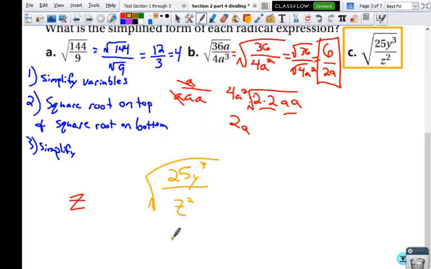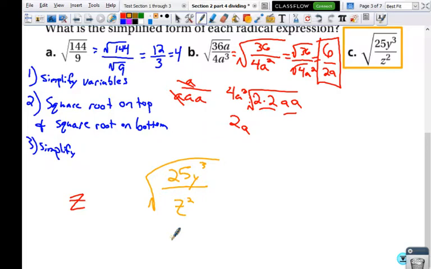Okay, so let's write it out. Square root of 25y to the third over z. Oh yeah, I forgot, you don't do anything about the z. Do a square root around the top and a square root on the bottom. So you have 2 square roots, a little one on top, a little one on the bottom. Like this. Done. So instead of having one big one, we got 2 little ones, because we can work with 2 little ones. So we're going to go through and simplify each square root.